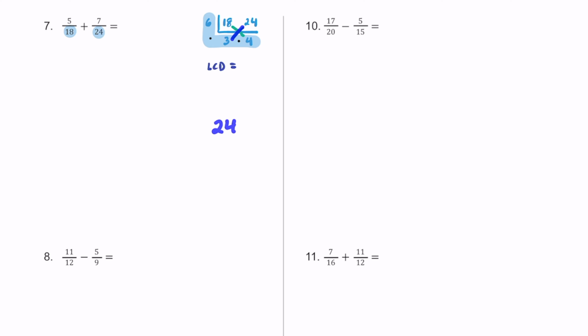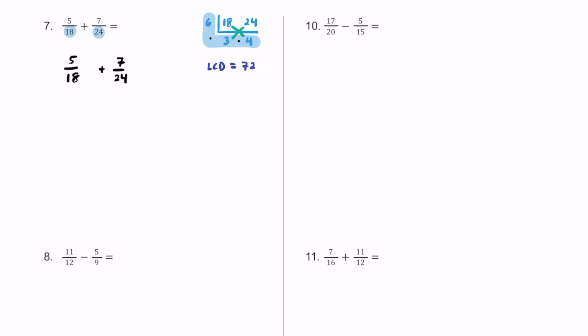So if you do 24 times 3, you can see that's going to be 72, right? So just writing that out so you can see that's 72. That's the first time these numbers meet. So let's go ahead and write this down. This is going to be 5/18, leave a little space for the work, plus 7/24.